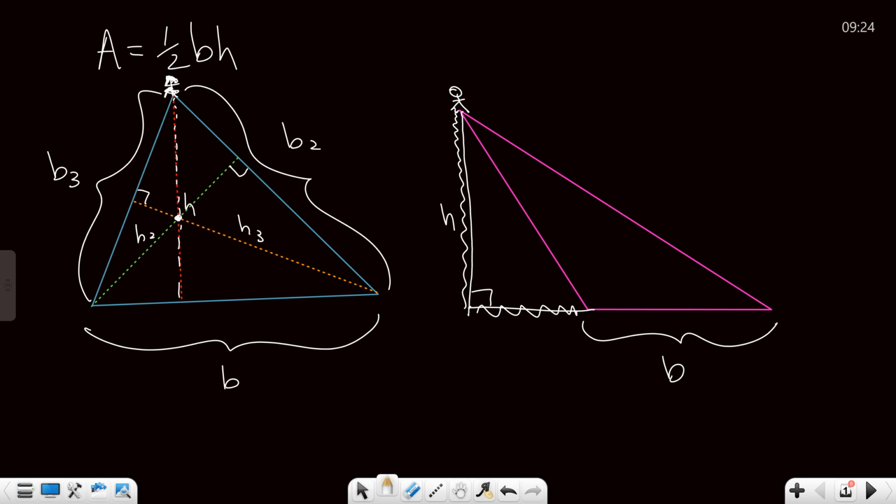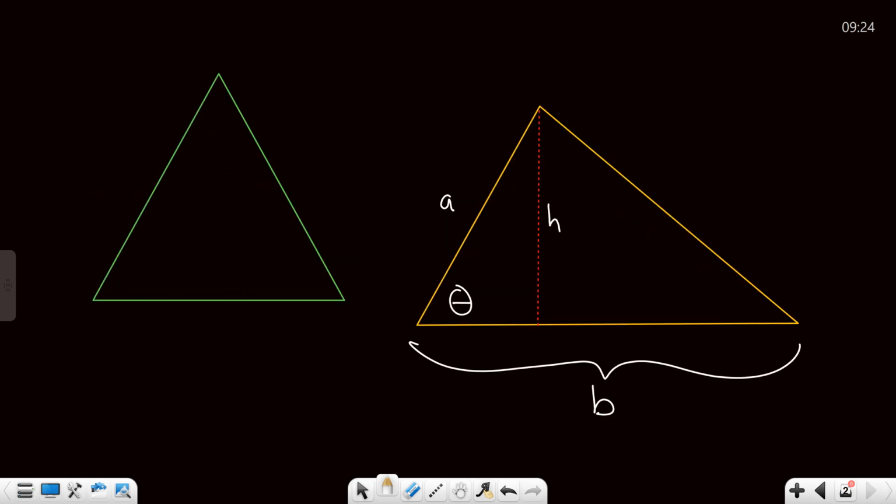Questions? No? Great. Let's learn 2 new methods. We'll come back to the equilateral triangle because that one's easy. Let's start with that yellow guy. What's the relationship between A and H? Aardvark and hippopotamus.